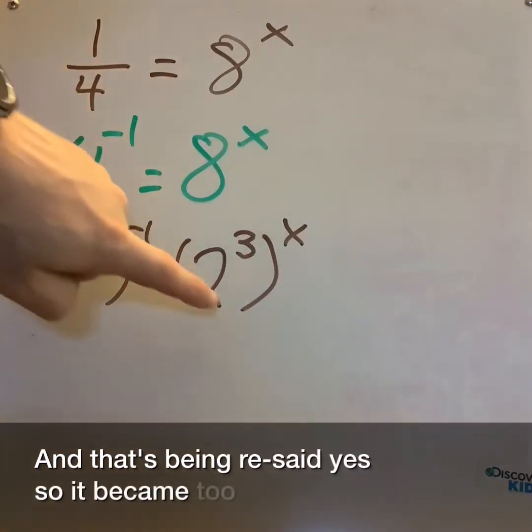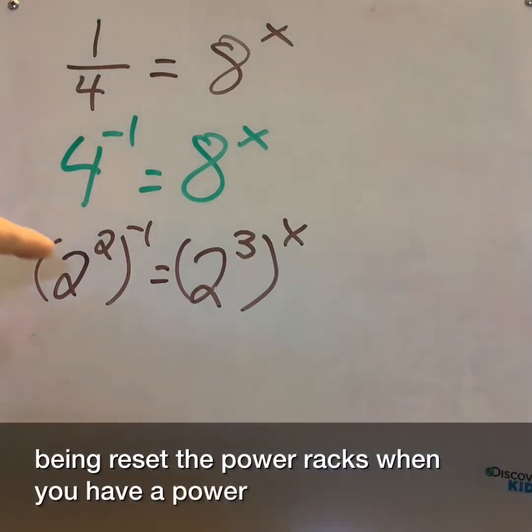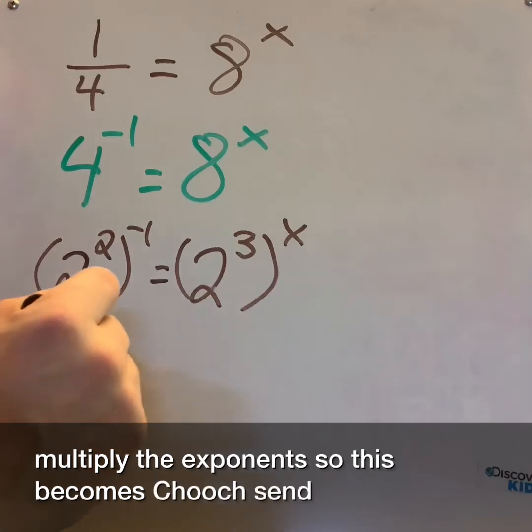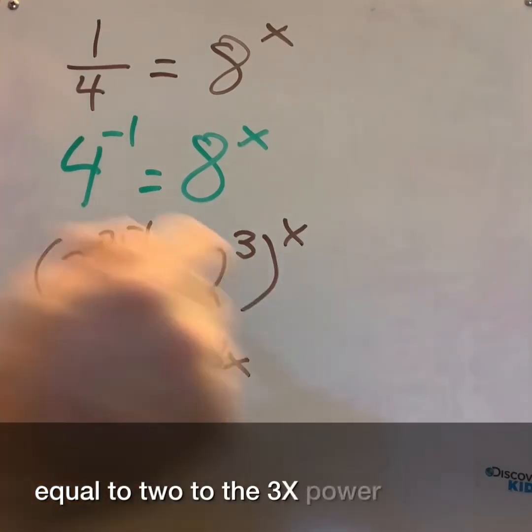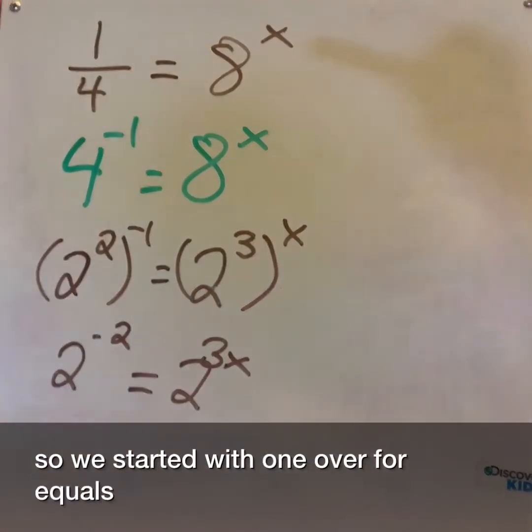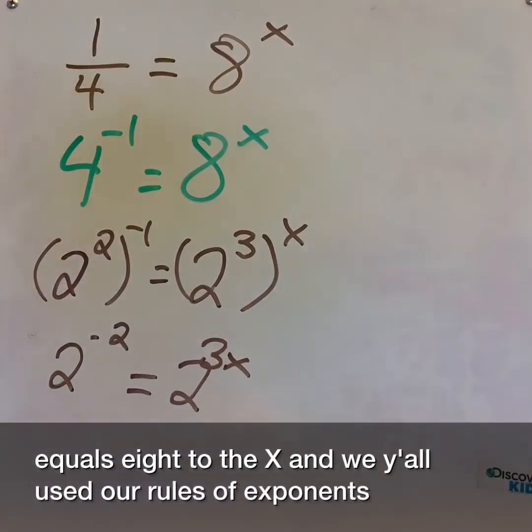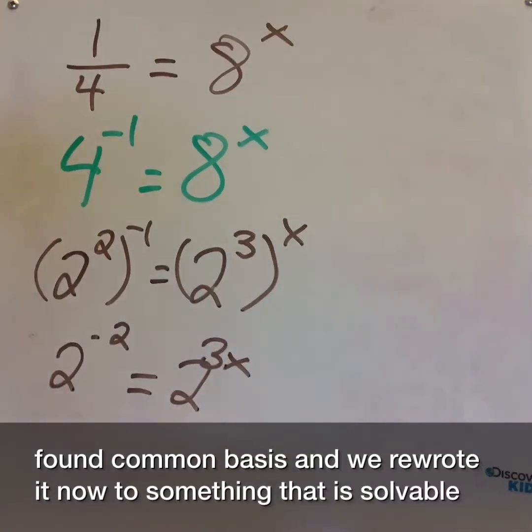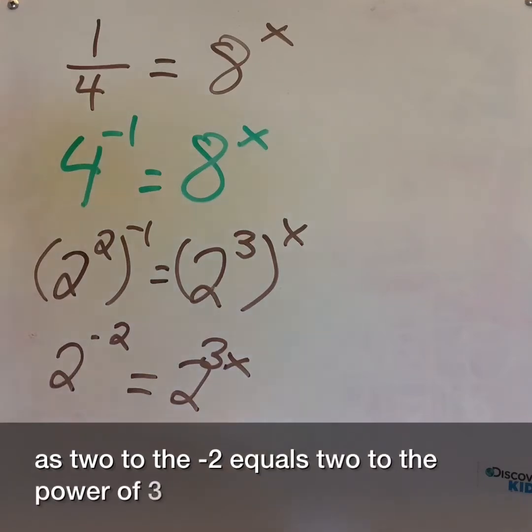So 8 became 2 cubed. That's still being raised to the power of x. When you have a power raised to a power, you multiply the exponents. So this becomes 2 to the negative 2 power is equal to 2 to the 3x power. So we started with 1 over 4 equals 8 to the x, and we used our rules of exponents and found common bases, and we rewrote it now to something that is solvable as 2 to the negative 2 equals 2 to the power of 3x.